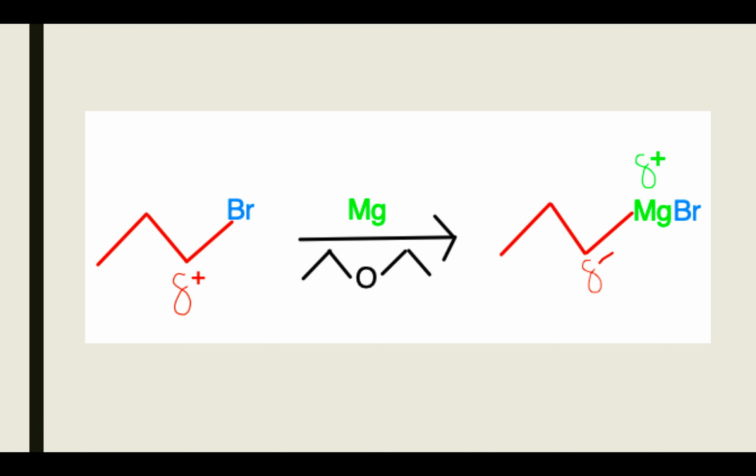A Grignard reagent is formed when magnesium inserts itself right in between a carbon and a halogen in a carbon-halogen bond, as seen here. As you can see, originally the carbon has a partially positive charge, and when magnesium was inserted, the magnesium now has that partial positive charge, while the carbon has the partially negative charge. As you can see, the solvent used to create the Grignard reagent is an ether solvent, and I will explain why this is important.